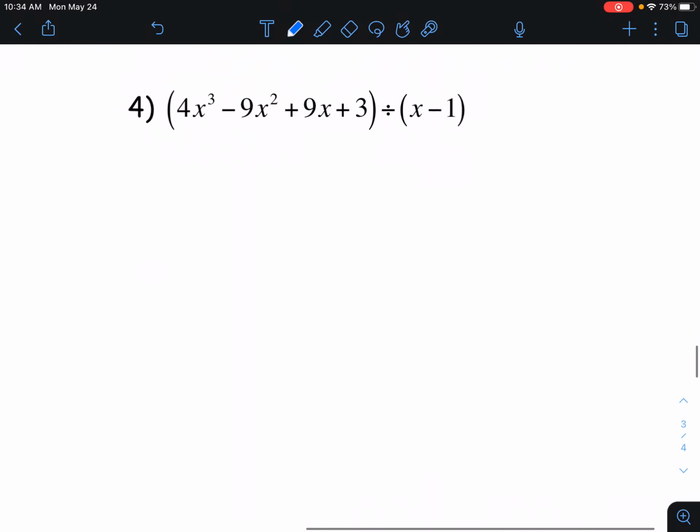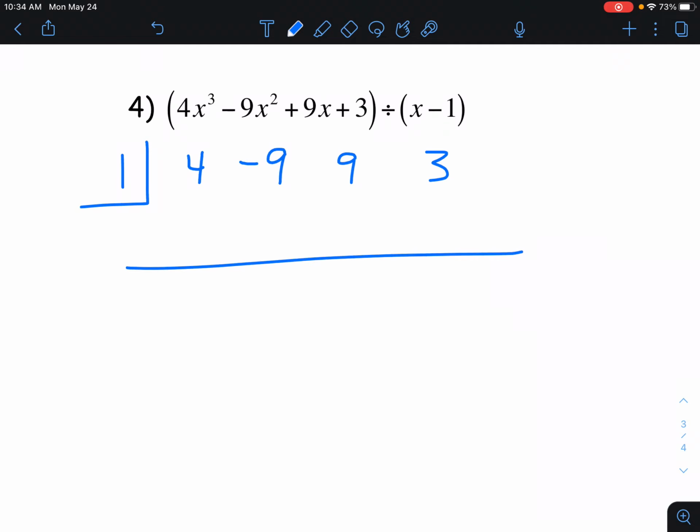Okay, let's try another one. We're dividing by x minus 1, so we're going to put +1. And now the coefficients. No missing terms here, so no need for zeros. I did check that every time. Drop down the first number, 4. Now 1 times 4 is 4. -9 plus 4 is -5.